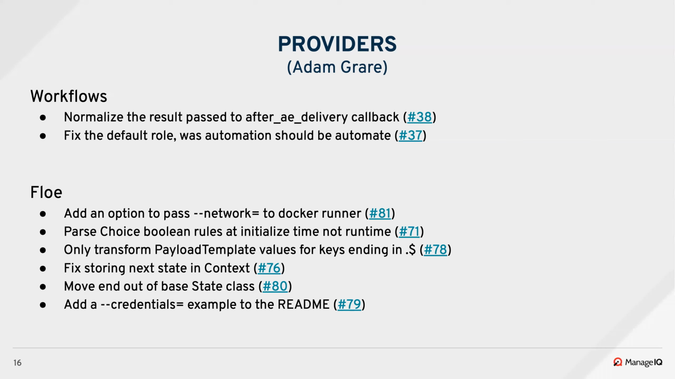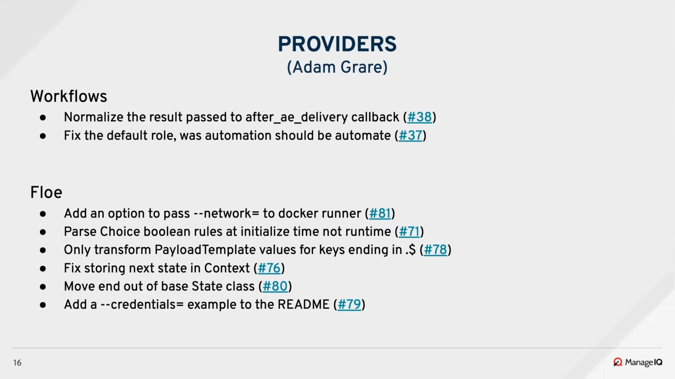We also fixed a bug where we were only transforming payload template values for keys that end in $. This was a rule from the spec that was not being followed, and so we were transforming all values that started in $. But this is not correct per the spec, so we fixed that. We also fixed a bug where storing the next state in the context wasn't happening. So if you reloaded the workflow, the next state wouldn't be started and it would just loop infinitely.